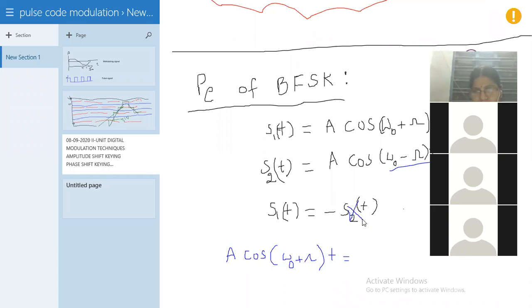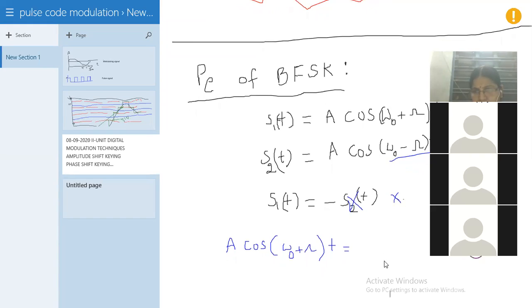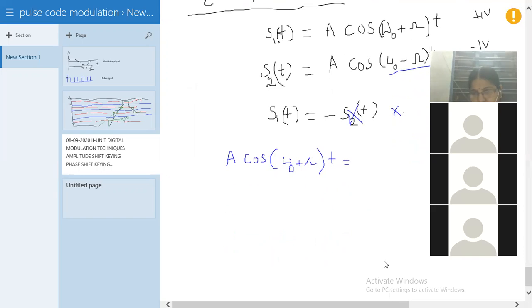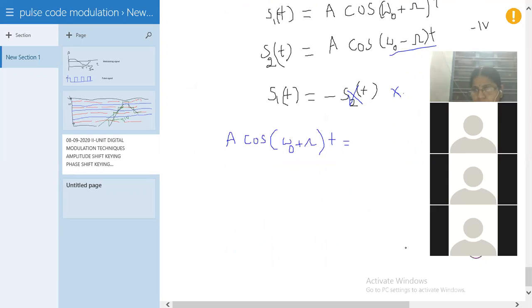మరి అలాంటప్పుడు మనం ఎలా క్యాలిక్యులేట్ చేయాలి? సో దిస్ స్టేట్మెంట్ ఈజ్ రాంగ్ ఫర్ ఎఫ్ఎస్కే. S1 of t equal to minus S2 of t is wrong in this one. So now how we can proceed to calculate probability of error for this FSK? So for this FSK here, the procedure is you have to follow that one.